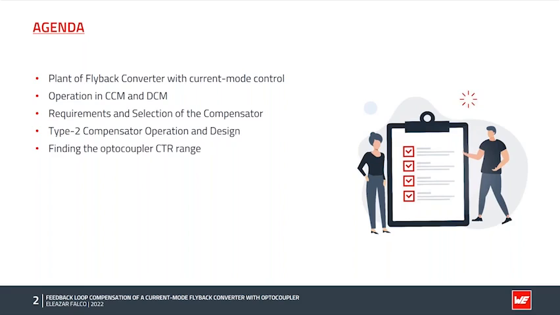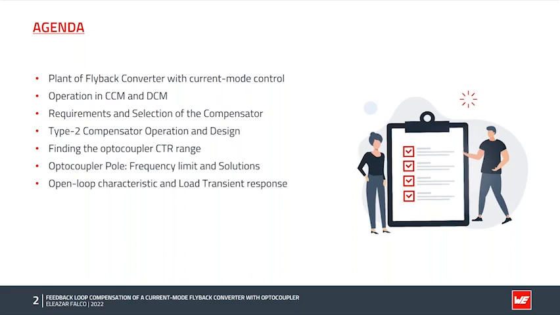As required for the compensator DC bias design, we will learn how to estimate the variation of the optocoupler current transfer ratio, CTR, for our specification. And we will also learn how to overcome the limitation of the optocoupler frequency limit with two different compensator design examples. We will look into the resulting characteristic of the open loop transfer function and the load transient response for this design.